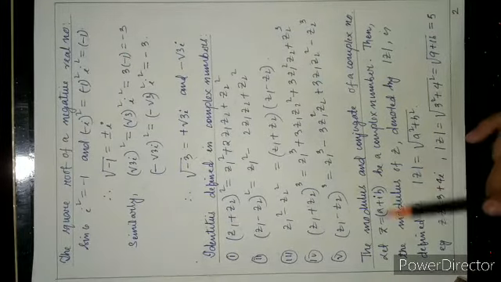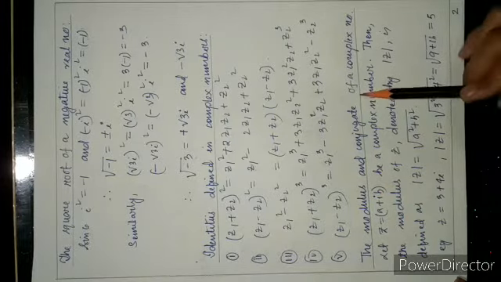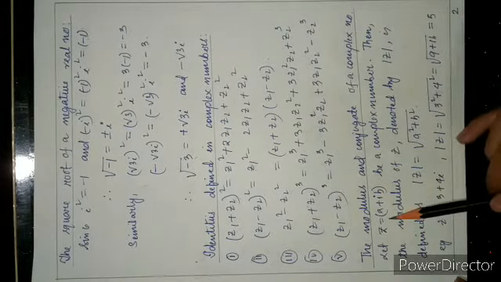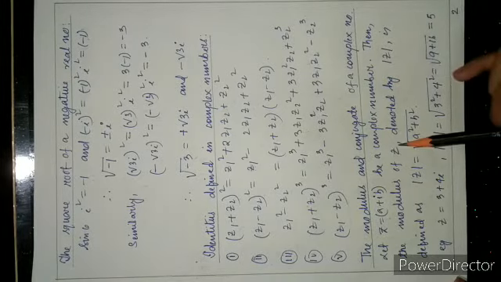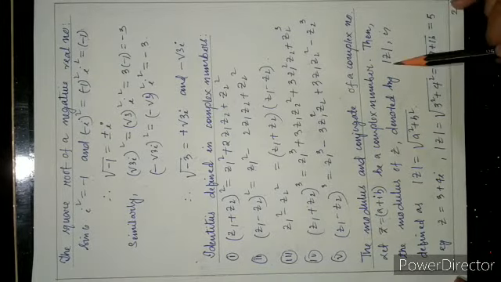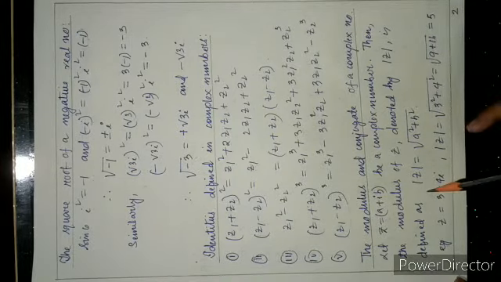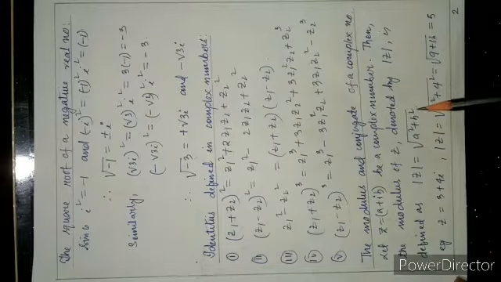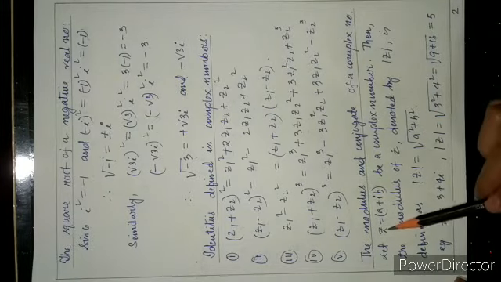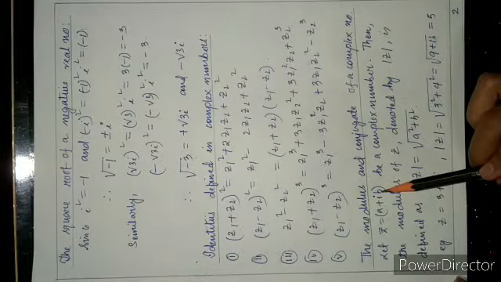Next topic, the modulus and the conjugate of a complex number. Let z is equal to a plus ib be a complex number, then the modulus of the complex number z, denoted by modulus of z, is equal to root over a square plus b square. Here a is the real part of the complex number z and b is the imaginary part of the complex number z.